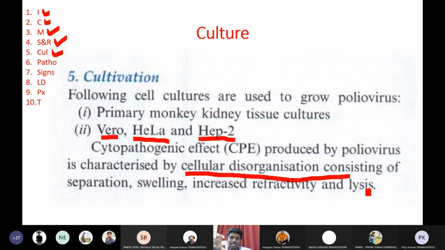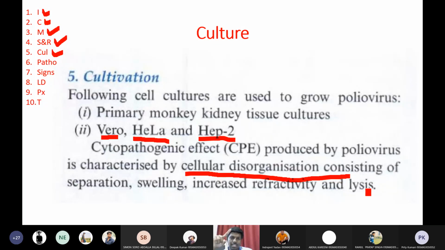So if the tissues get infected by poliovirus, the cells will become hypertrophic. That means cells will swell. So swelling of cells is a cytopathic effect that is seen in poliovirus infection. Swelling of cells is a characteristic feature in poliovirus infection.